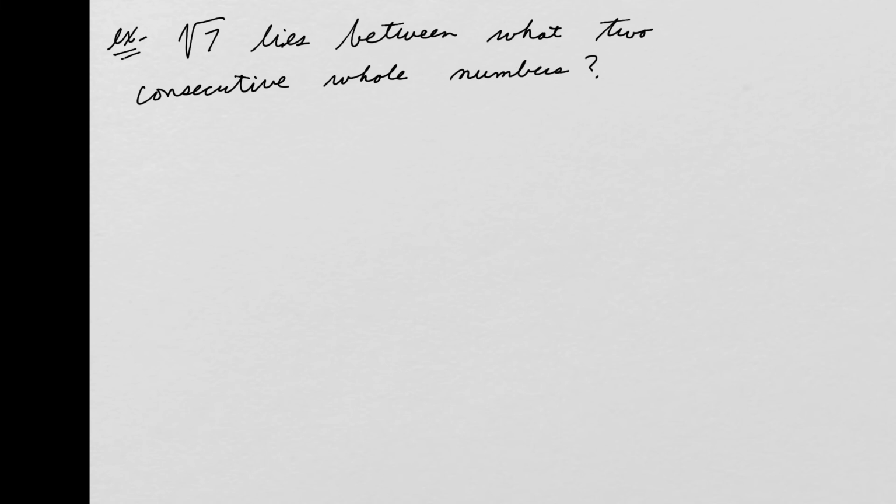Now again, of course, you could estimate this using a calculator, but if you think about it, we know that the square root of 4, since 4 is a perfect square, is equal to 2, and the square root of 9 is equal to 3. So since 7 is greater than 4 and less than 9, then the square root of 7 must be between 2 and 3.